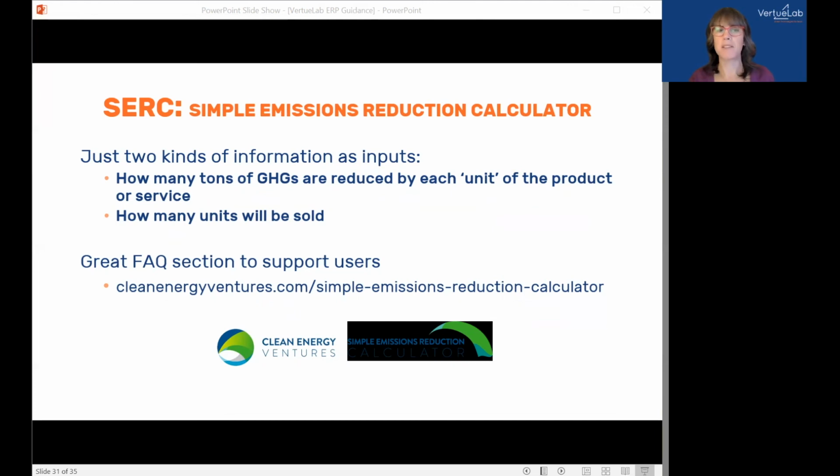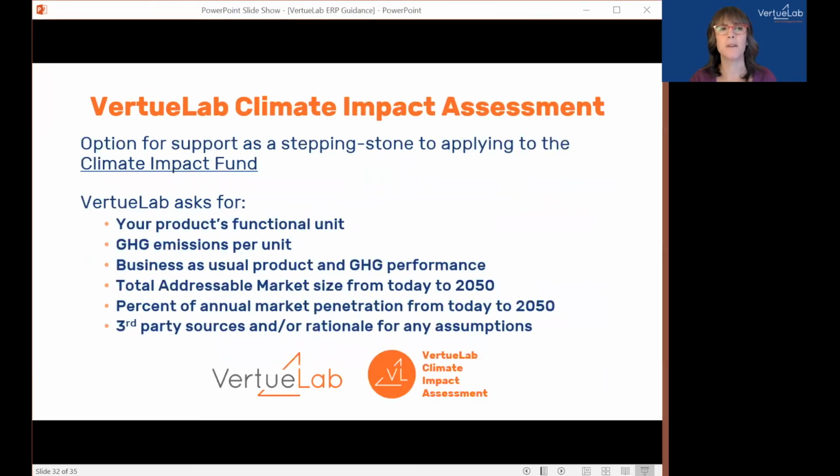Their tool asks for just two kinds of inputs, but as you can see, you'll have to have done your homework in order to respond to those questions. So there's work before you enter into SERC. The great news is that they have a really helpful frequently asked questions page that walks you through the process. And I think it's actually educational, even if you aren't going to use SERC, to go there, because they've got some good information about terminology and sources.